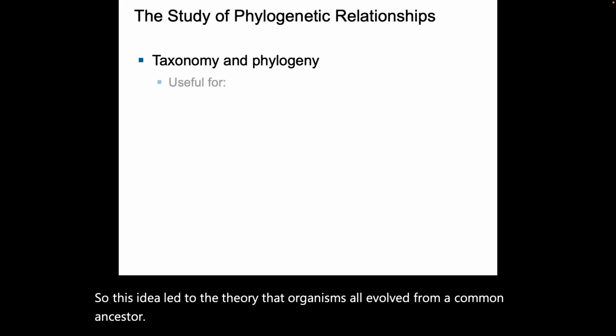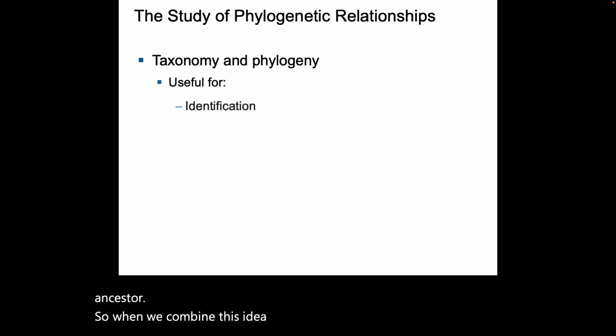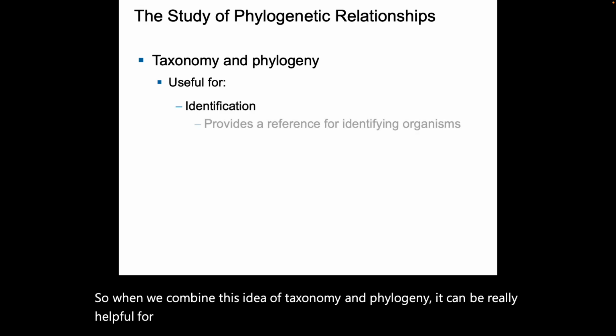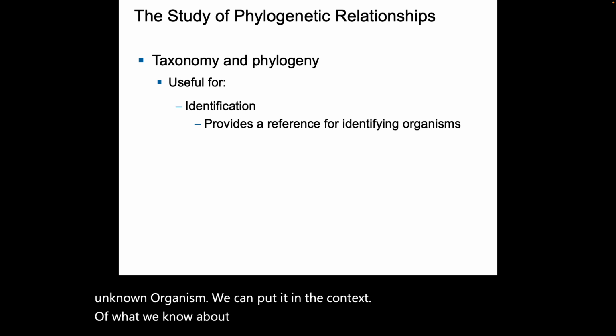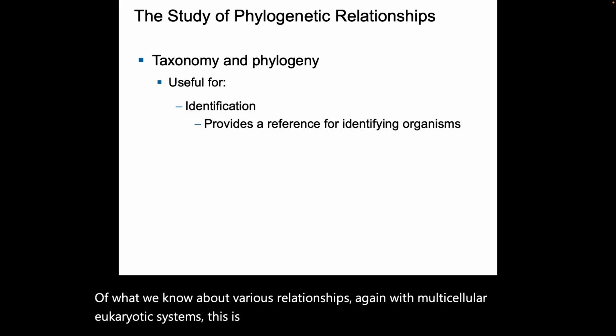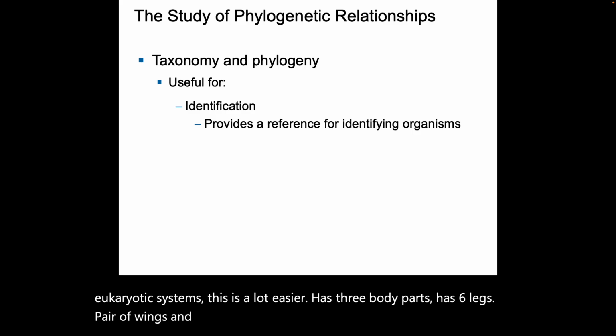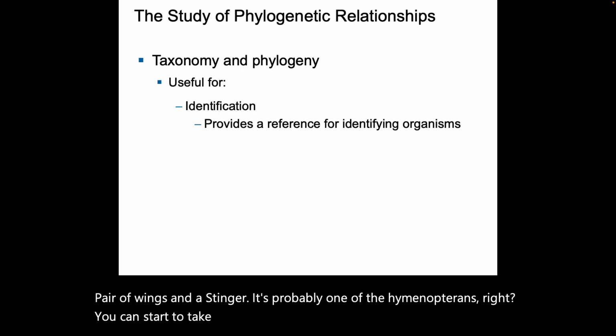So when we combine this idea of taxonomy and phylogeny, it can be really helpful for us to do things like identify new organisms or identify an unknown organism. We can put it in the context of what we know about various relationships. Again, with multicellular eukaryotic systems, this is a lot easier. It has 3 body parts, has 6 legs, a pair of wings, and a stinger. It's probably one of the hymenopterans, right? You can start to take your unknown organism and put it into a group.